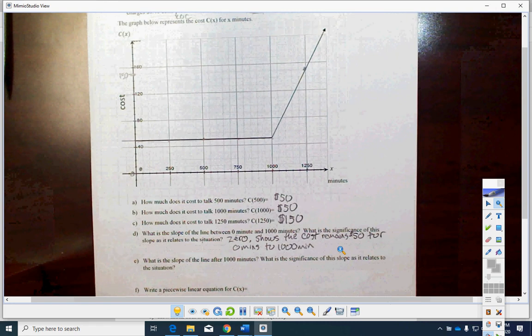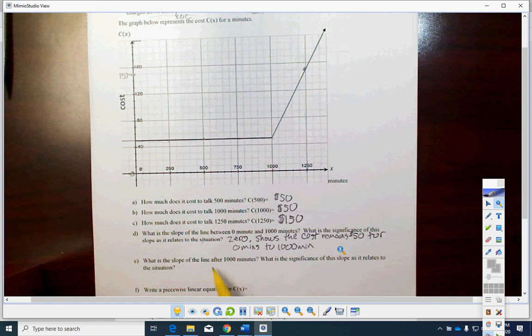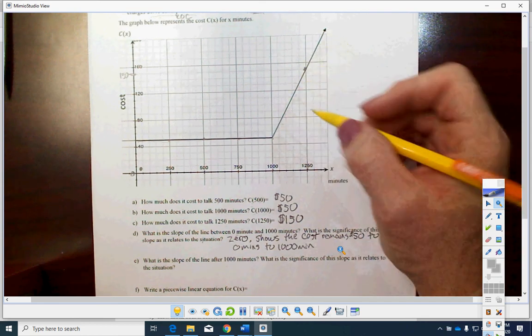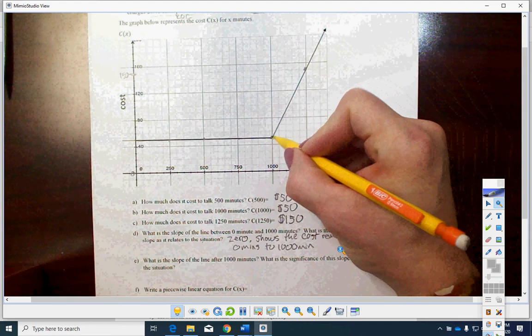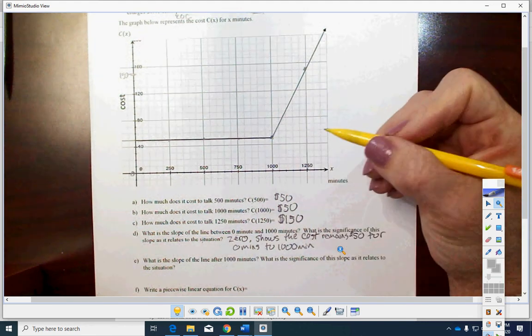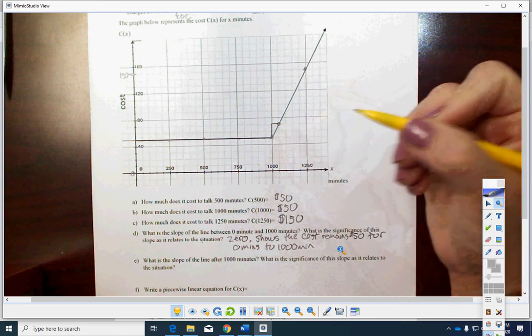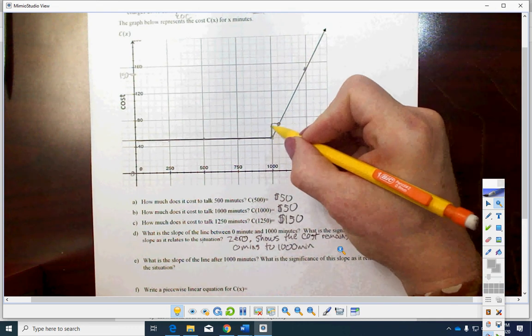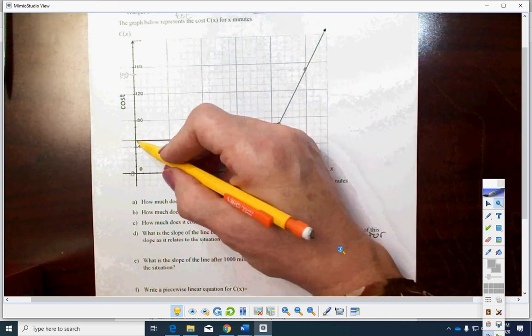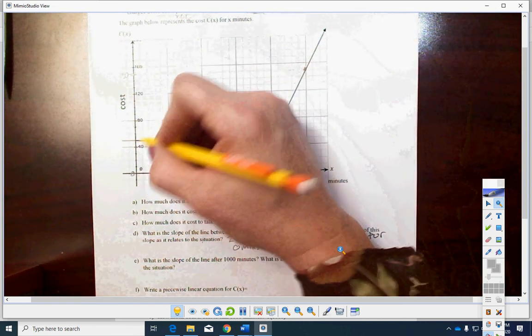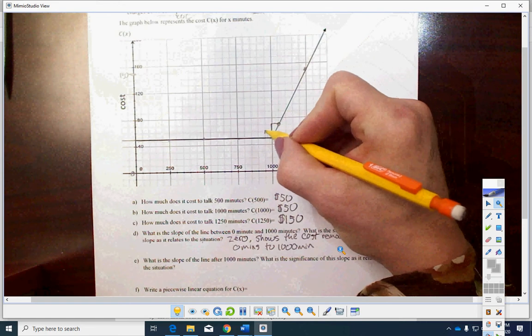Then it asks, what is the slope of the line after 1,000 minutes? So it's definitely changing here. We can pick some nice points. I can pick that first point, and then the next one I could choose is this. Be careful, it's not up 2 over 1. Remember what we said our scale was going by. It's going by tens, right? So this is up 20.